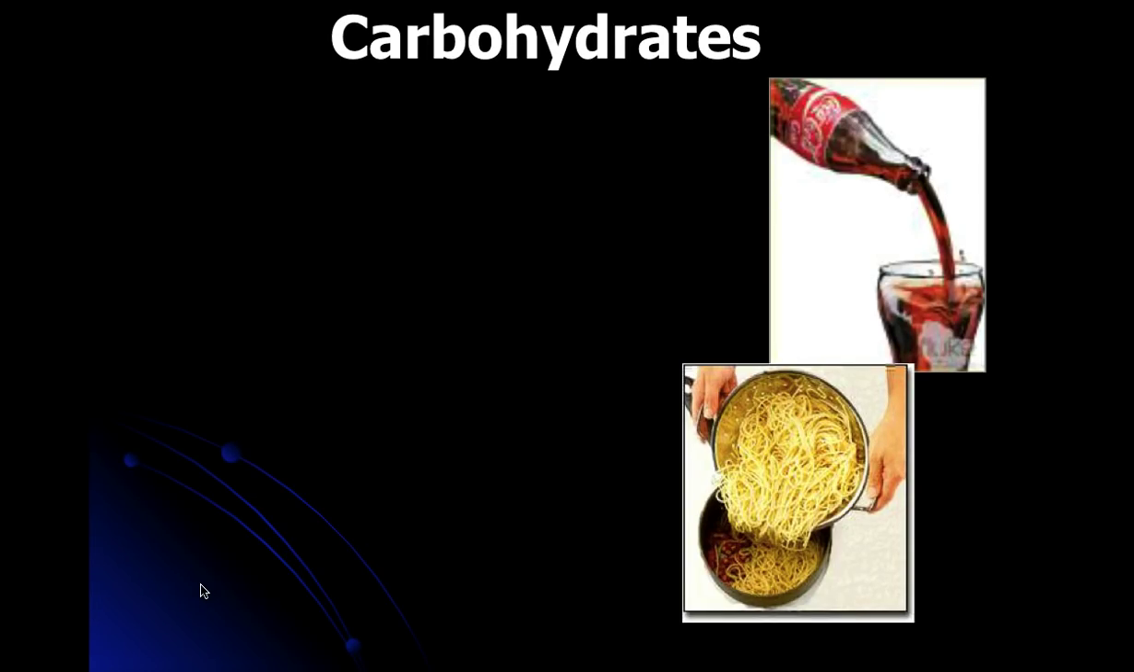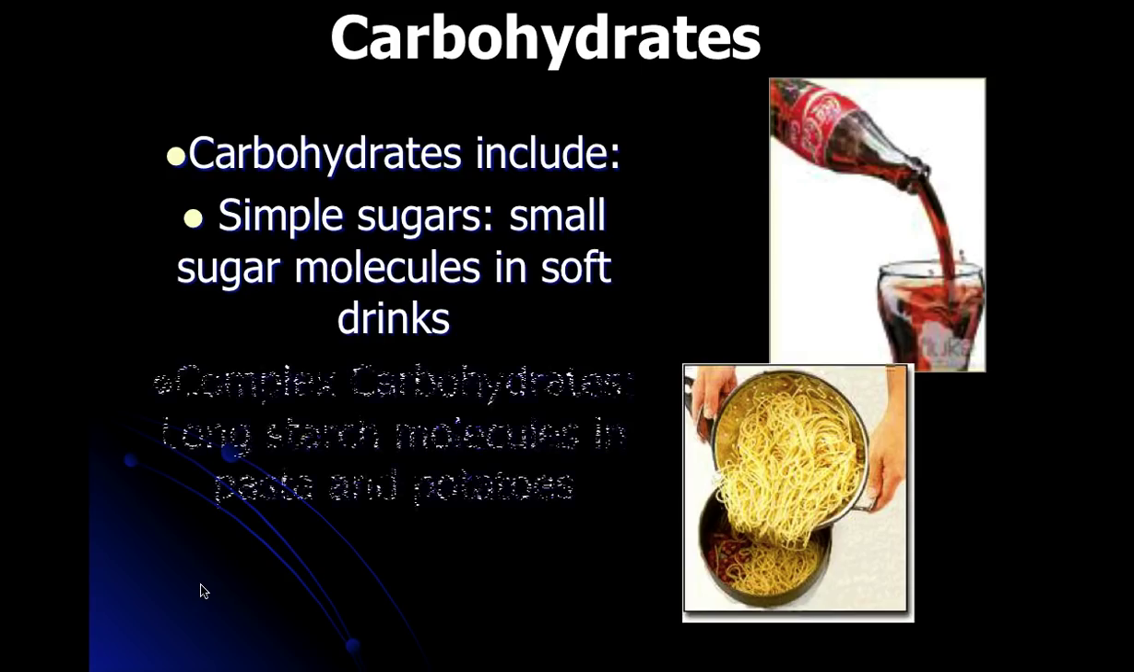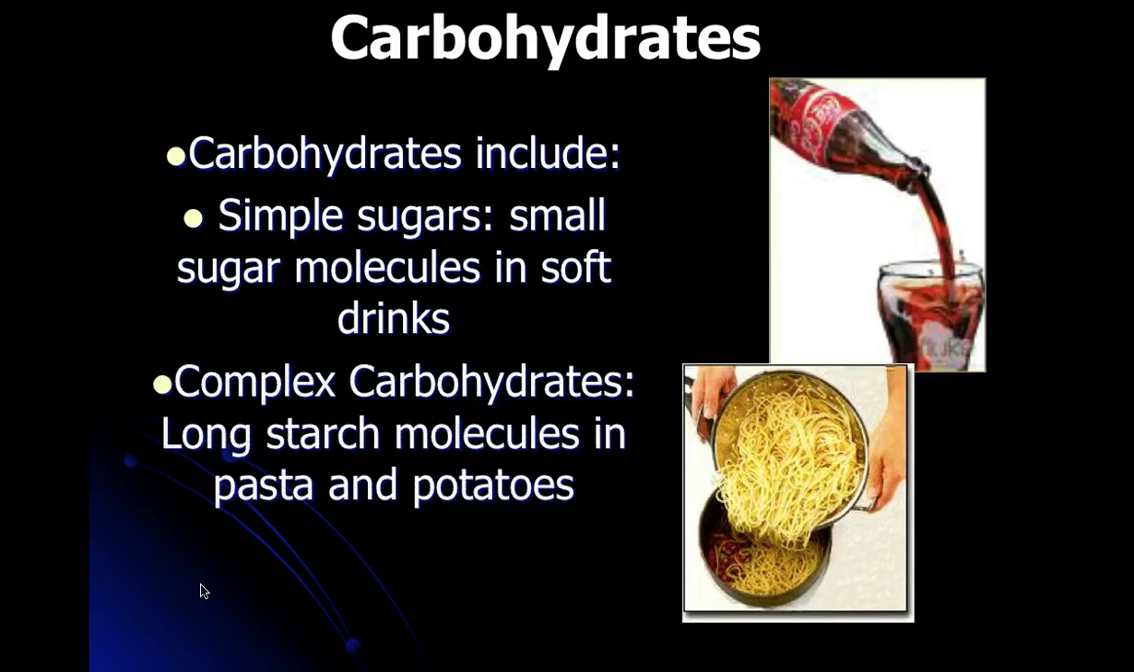So again, some examples of carbohydrates. Carbohydrates include simple sugars, which are your small sugar molecules in soft drinks and candies. And then you have your complex carbohydrates, the long starch molecules in pastas and potatoes. The complex carbohydrates are the ones that are more beneficial. They're the ones that give you more energy than the short-term sugars.